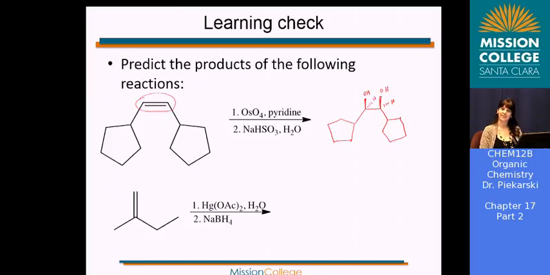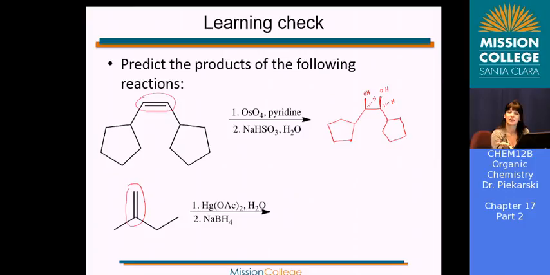And there you go. The next one, once again, the only reactive functional group we have to work with is a double bond. There's nothing else there to worry about. Everything else is white noise. And so we're doing mercury diacetate and water with a reductive workup with sodium borohydride. This is going to be your oxymercuration.